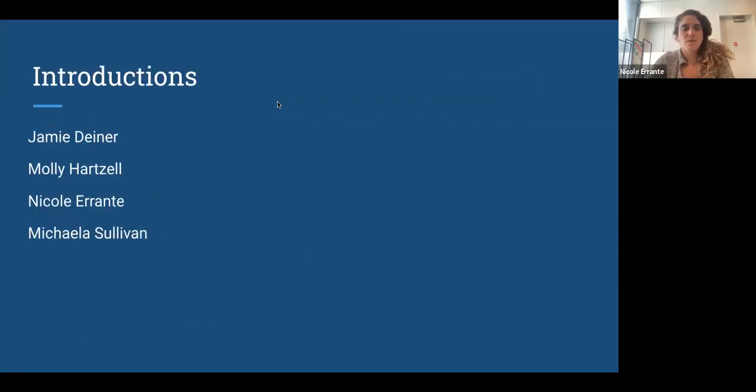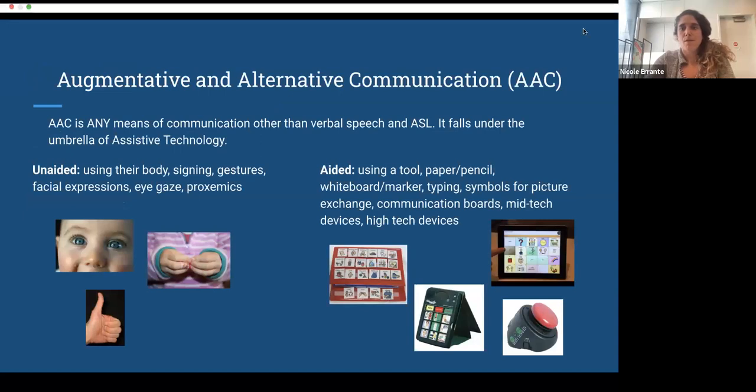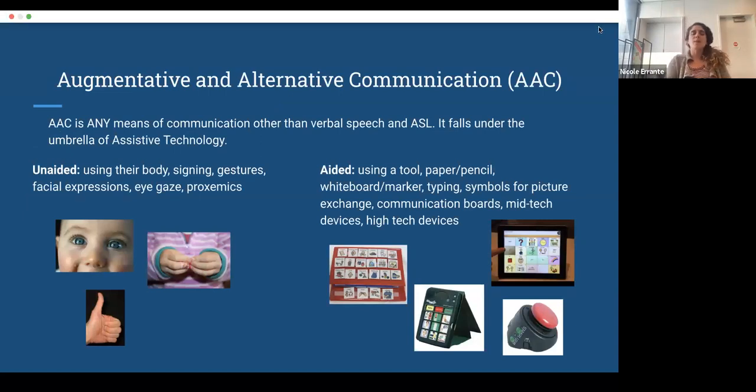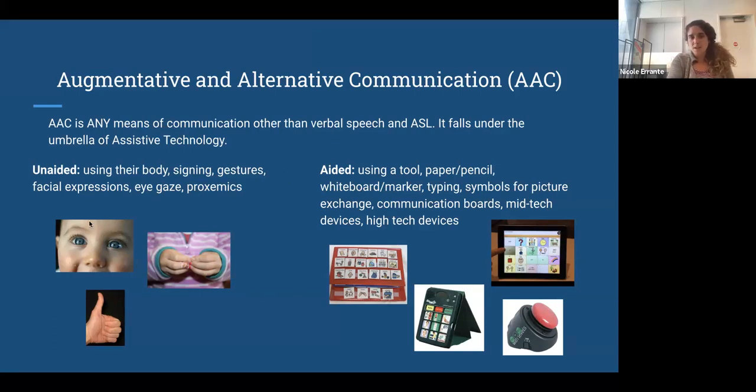So augmentative and alternative communication, AAC, is any means of communication other than verbal speech or sign language. And it does fall under the umbrella of assistive technology. It can be unaided or aided. So unaided, meaning you're just using your body, facial expressions, body language, and or aided, meaning you're using some sort of tool. Could be a pen and paper, could be your phone when you're texting, and it could be our students who are using AAC devices.